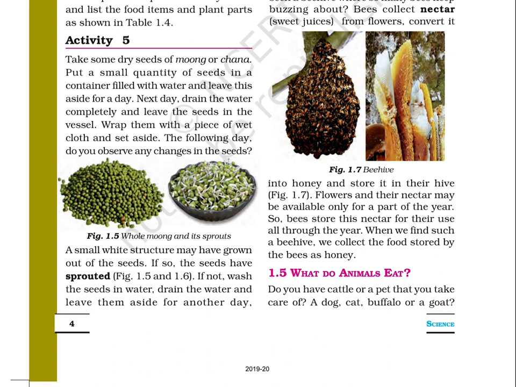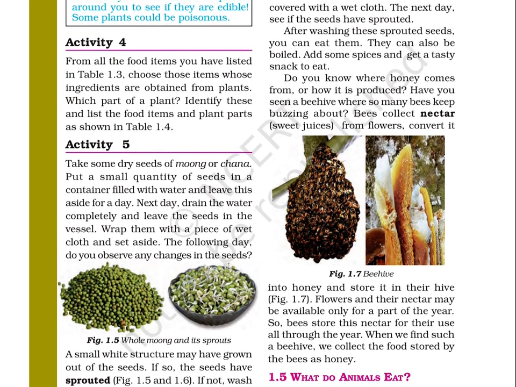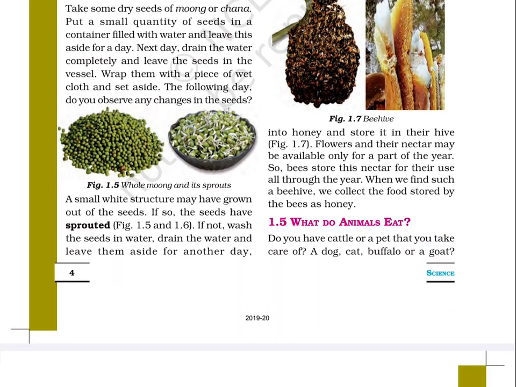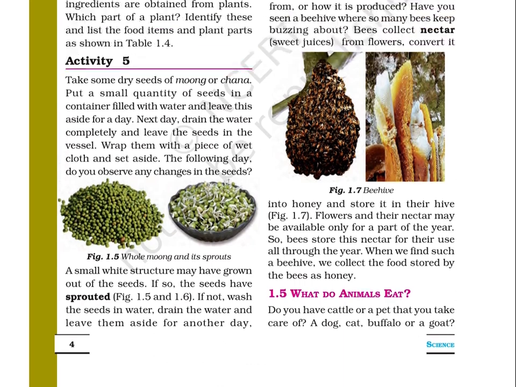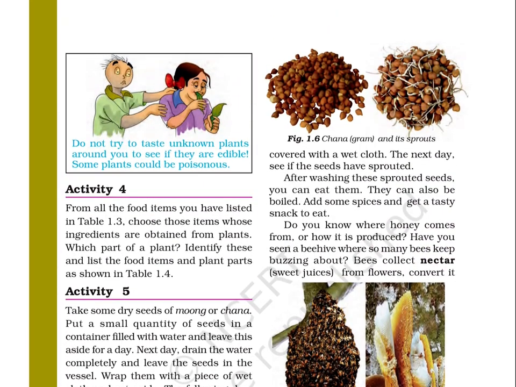Figure 1.5 shows whole moong and its sprouts. A small white structure may have grown out of the seeds. If so, the seeds have sprouted. Figure 1.5 and Figure 1.6. If not, wash the seeds in water, drain the water and leave them aside for another day, covered with a wet cloth. The next day, see if the seeds have sprouted. After washing these sprouted seeds, you can eat them. They can also be boiled.